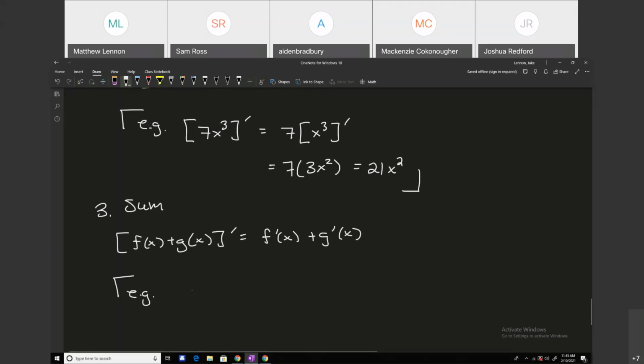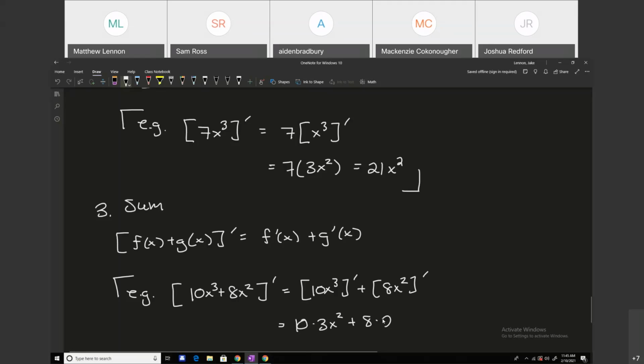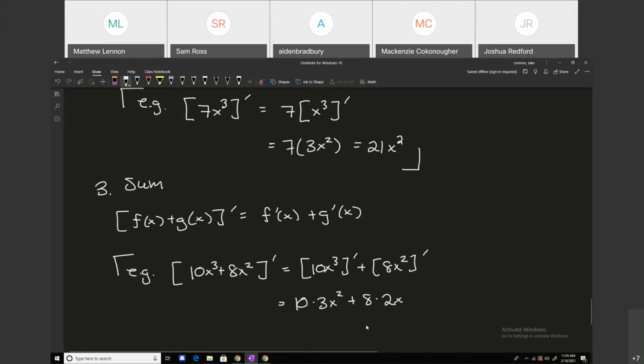What's an example of this working? How about if we want to take the derivative of, say, 10x cubed plus 8x squared? Well, this says we can just do the derivative of each one, right? So we can do 10x cubed, its derivative, plus the derivative of 8x squared. And so we know basically this should be 10 times 3x squared plus 8 times 2x. Applying the power rule, and then we have 30x squared plus 16x.